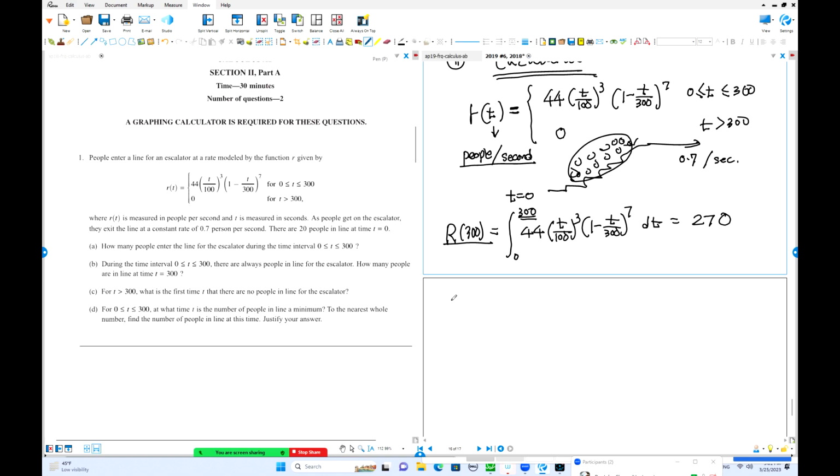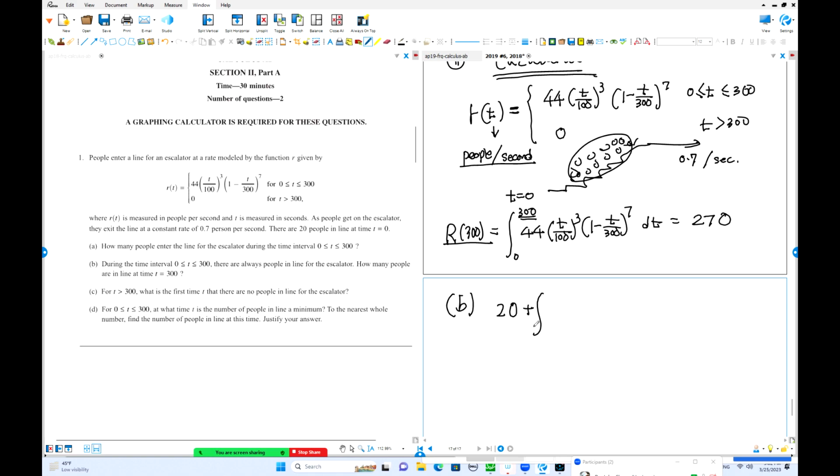This is a little hard to understand, but you can try. Part B. Because we check it out, every second 0.7 people go out. So we have the 20 over there.